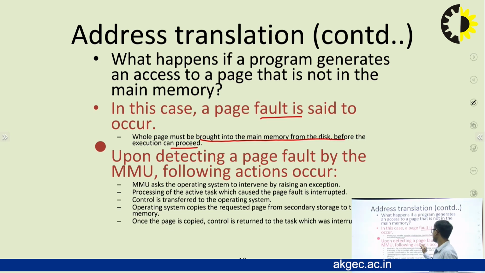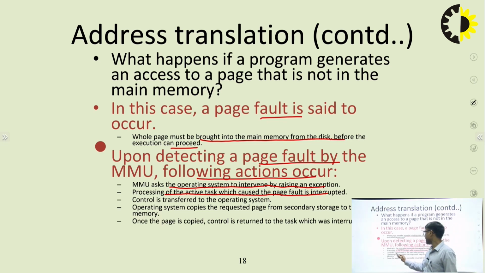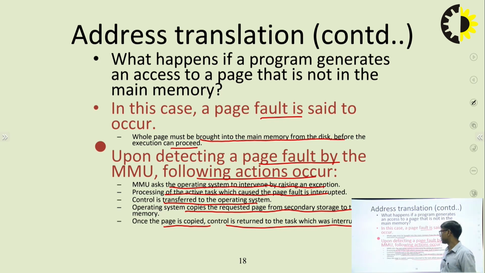Upon detecting the page fault by the MMU, the following actions may occur. The MMU asks the operating system to intervene by raising an exception. Processing of the active task which caused the page fault is interrupted. It is stopped. It won't be working. The control is transferred to the operating system, and the operating system copies the requested page from the secondary storage to the main memory. When the page is copied, control is returned back to the interrupted task.